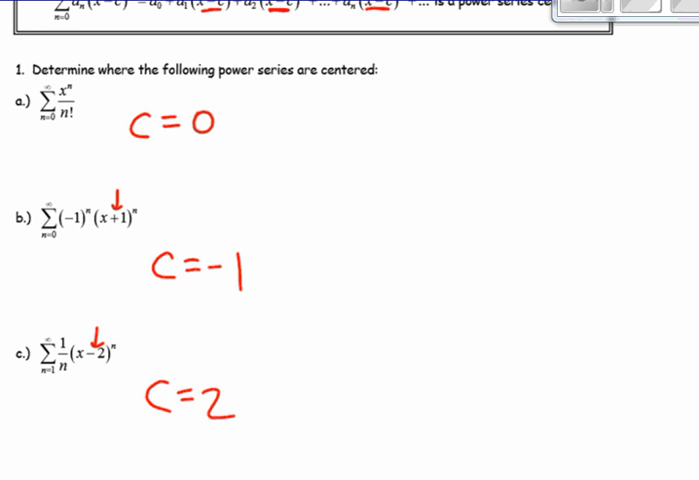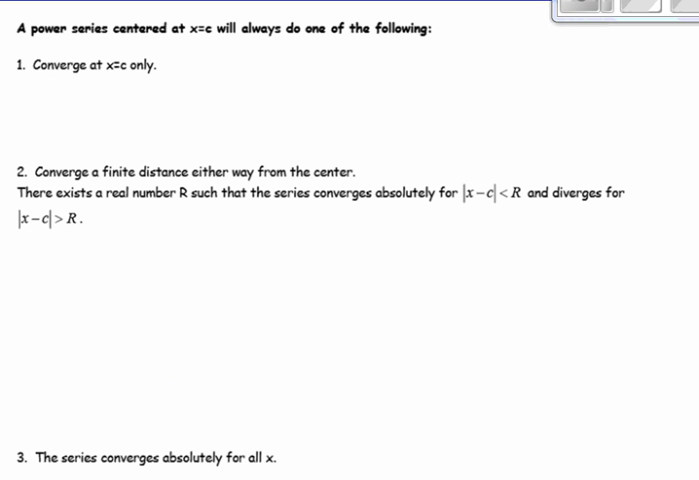Okay, so now we're going to look at an actual power series. Remember in the first half of this unit we were talking about where series converge or diverge. So now we're going to talk about when a power series converges or diverges. A power series centered at c will always do one of the following.